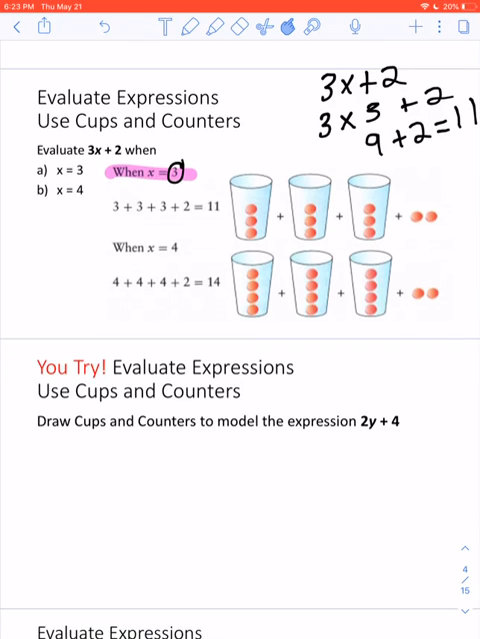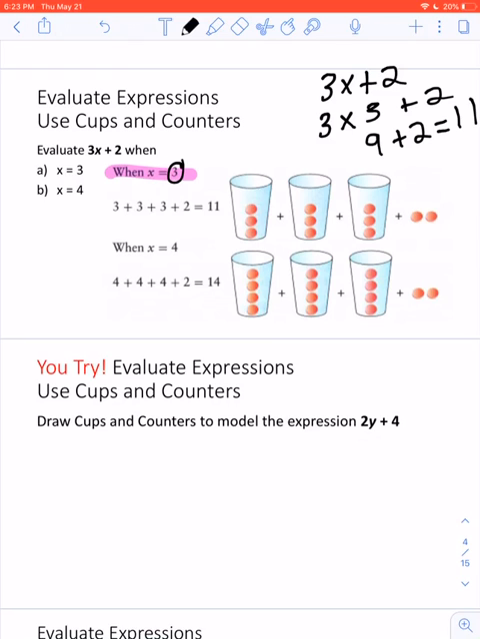Okay, you try. So here's the time for you to pause. Draw cups and counters to model the expression. Remember, the first number represents the number of cups. The variable represents the number of counters in the cups. And the 4 represents the constant, the number outside the cups that can't change. So go ahead and pause the video and give that a try.